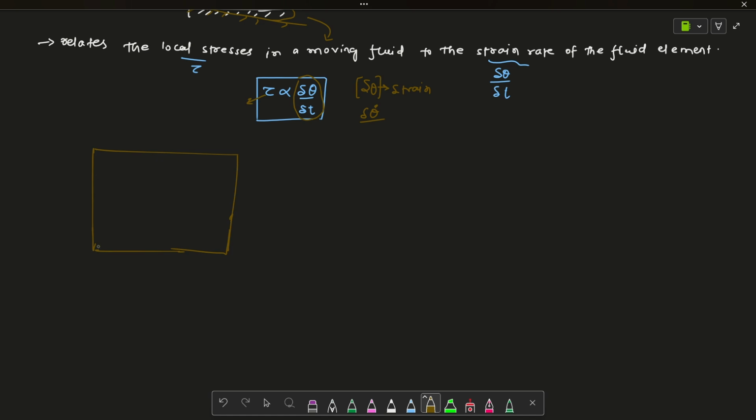Okay, I'm drawing it very large, but it is actually at the microscopic level. So don't get confused that the fluid element is too large. No, the continuum element of the fluid is too small.